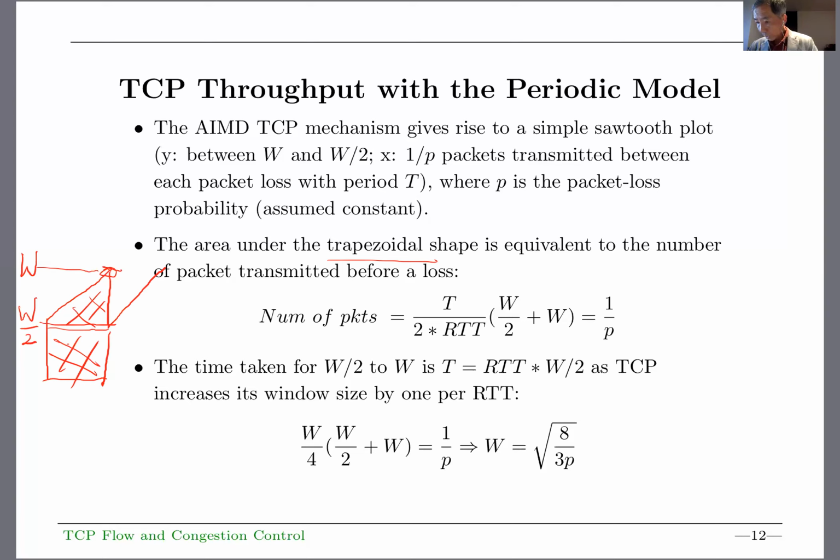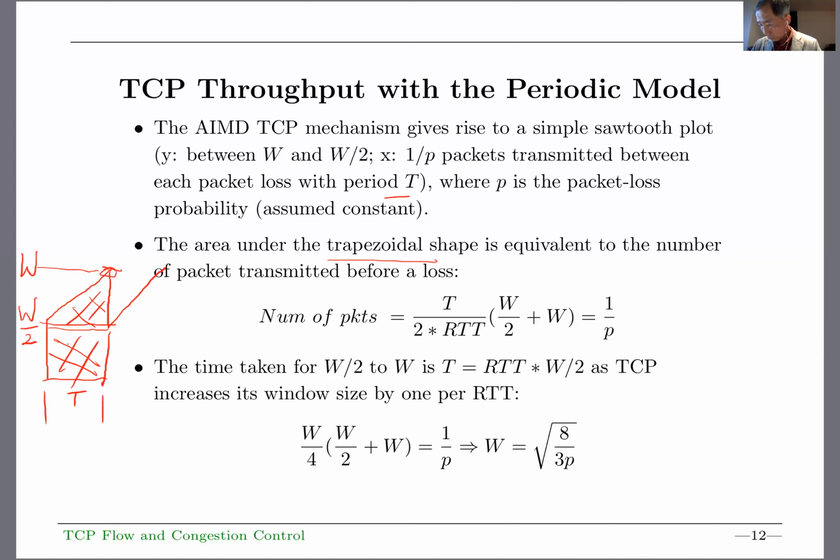So let's look at this. The additive increase, multiplicative decrease TCP mechanism gives rise to a simple sawtooth between W and W/2. One over p packets are transmitted between each packet loss. Okay, that is a period of T.